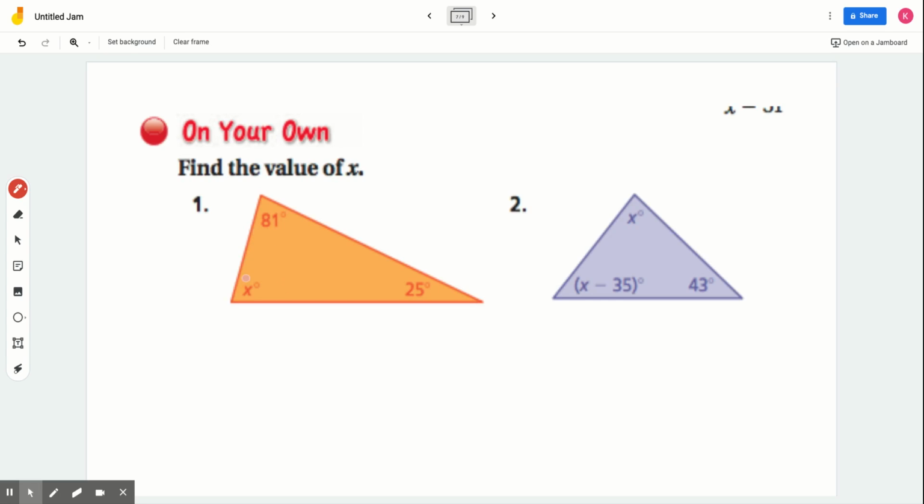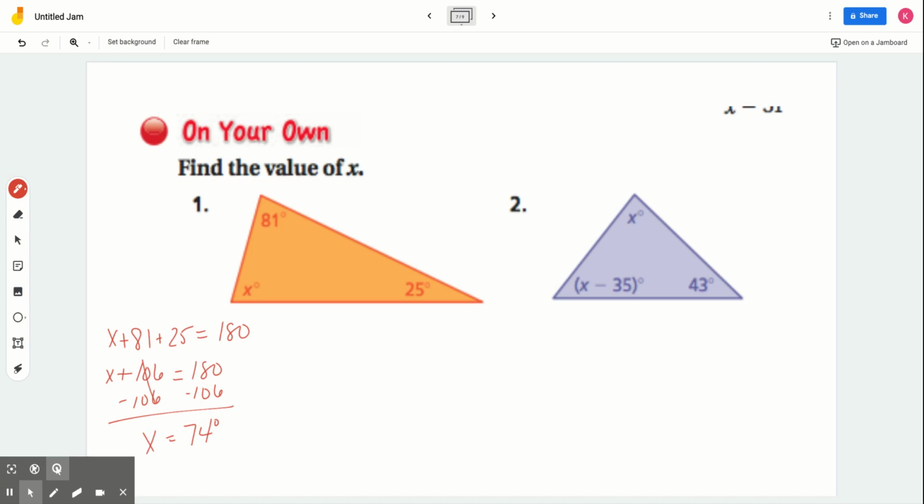So for instance, in the first one, we can say that the sum of these three angles would be 180. We can then simplify. 81 and 25 is 106. So x plus 106 is 180. The opposite of adding 106 is to subtract it. So now we can see that x is going to be 74 degrees. Go ahead and try number 2 on your own.